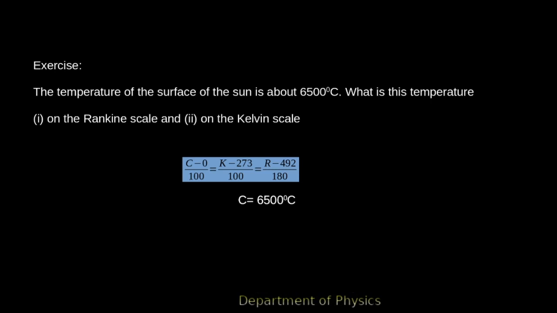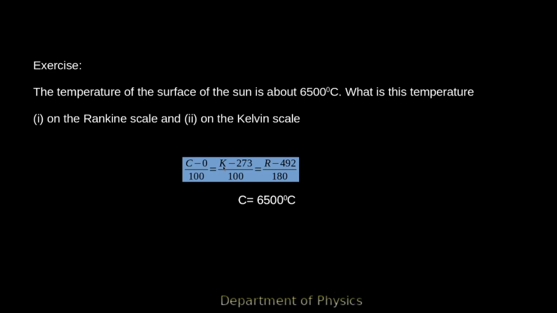Then just substitute the value, that is C is equal to 6500 degrees centigrade. So in the first equation, C minus 0, substitute the value of C here: 6500 minus 0 divided by 100. The value is 6500 divided by 100 equals K minus 273 by 100 is equal to R minus 492 divided by 180. Take the K.